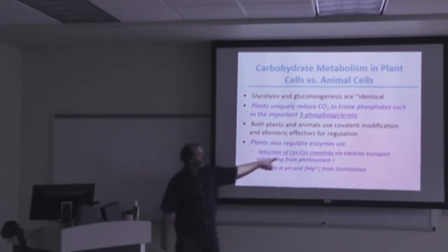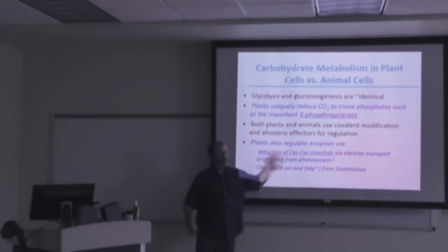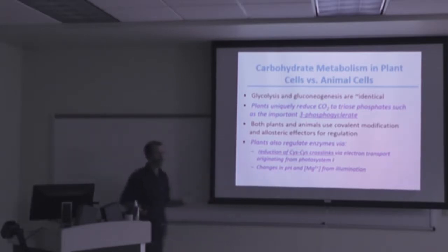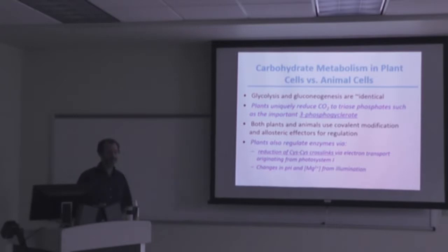So what do we mean by reduction of cysteine-cysteine cross-links? How do cysteines cross-link? Do you know? Do you remember? What's the functional group on the R group of a cysteine? It's often cross-linked in proteins. Do you guys remember?